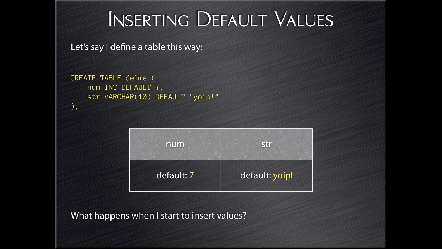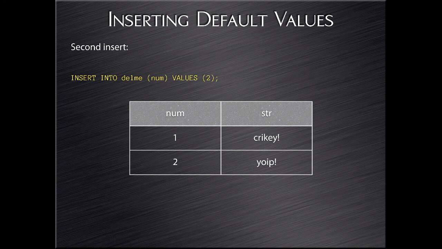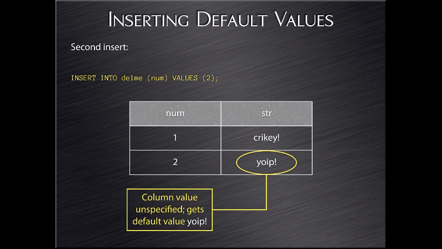So when I start to insert values, we'll get something like this. So I'm going to insert into delme the values 1 and crikey. Now, both of those are values, right? Again, I'm leaving the columns out. So I have to give data for each column in exactly the right order. That's what I've done. So 1 goes into the num column, crikey goes into the str column. Now if I do it again, I'm inserting into the num column the value 2, but I have not inserted anything into str. So str gets the default value of yoip, right there.